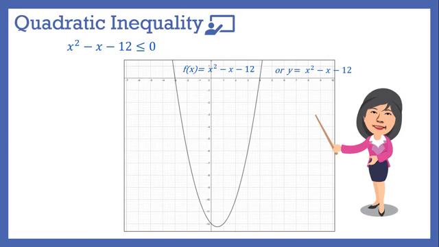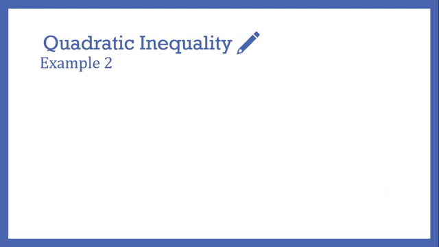Remember, function values refer to y values. So, the y values are less than or equal to 0. The function is on or below the x-axis, which would be this piece of graph here. And notice that this occurs along the x-axis from negative 3 to positive 4. And this interval is the solution to our quadratic inequality. Now, let's move on to our next example.